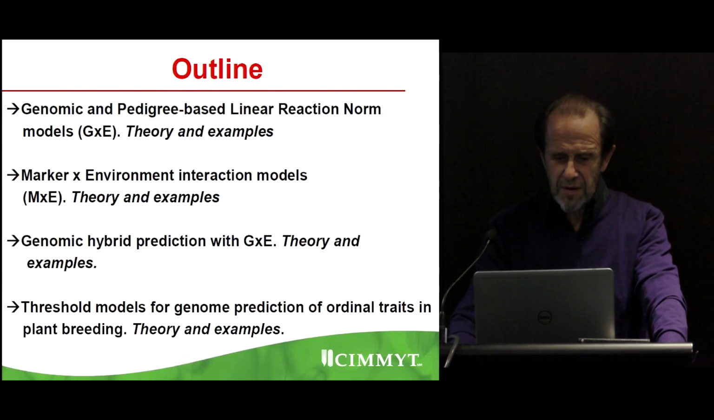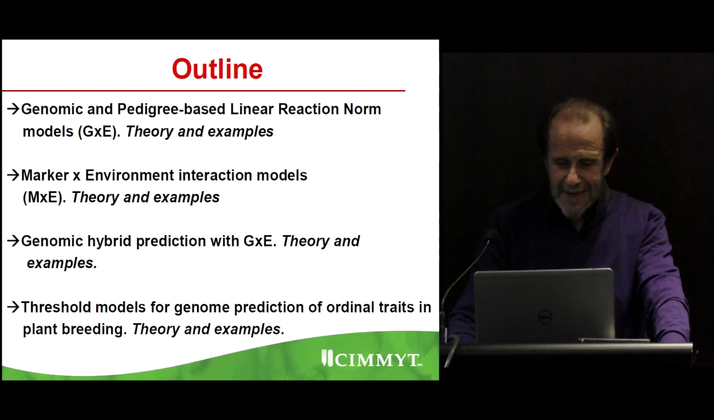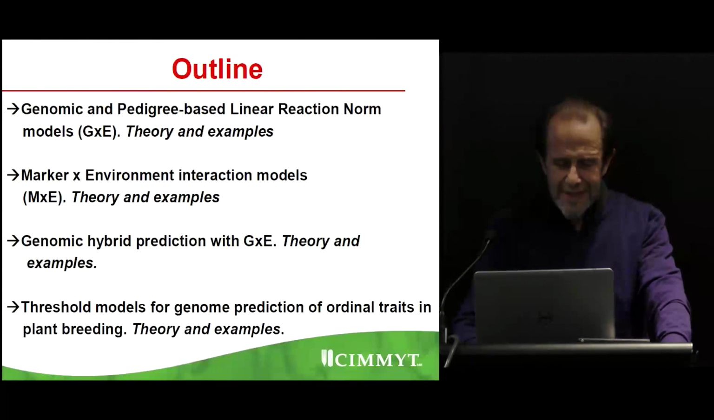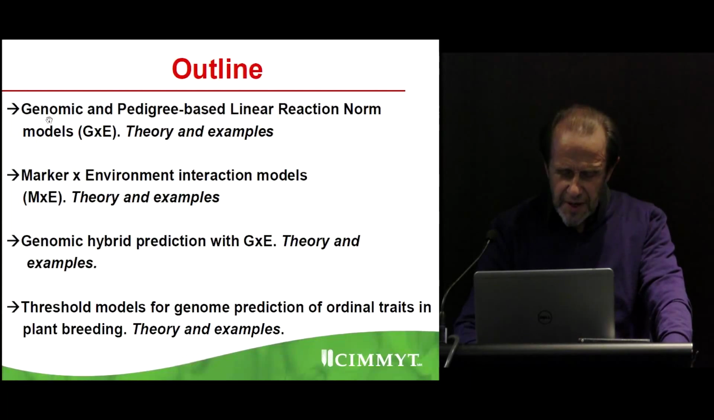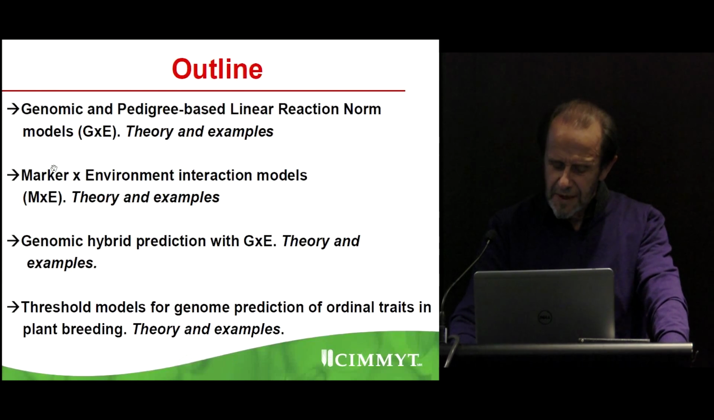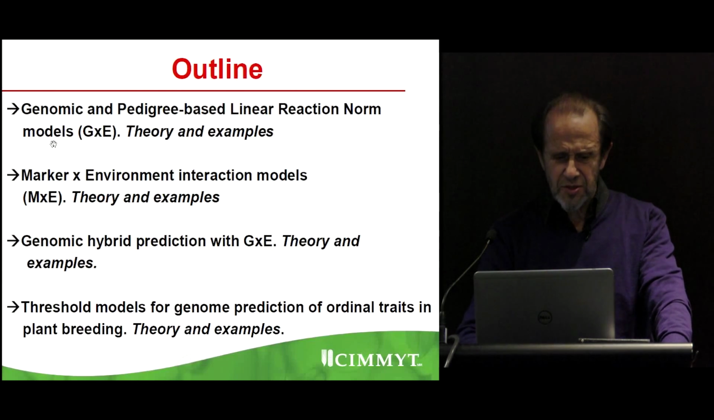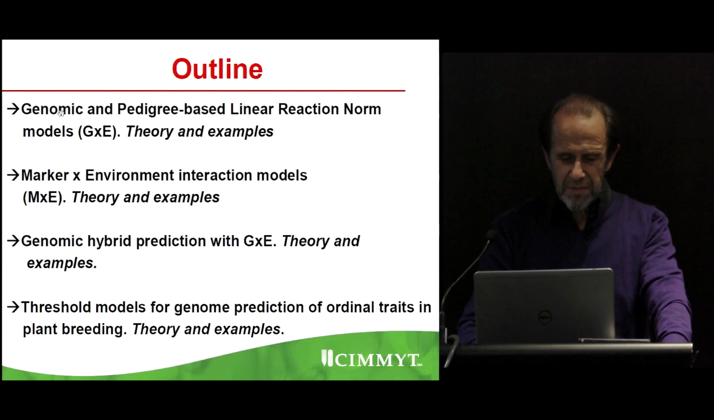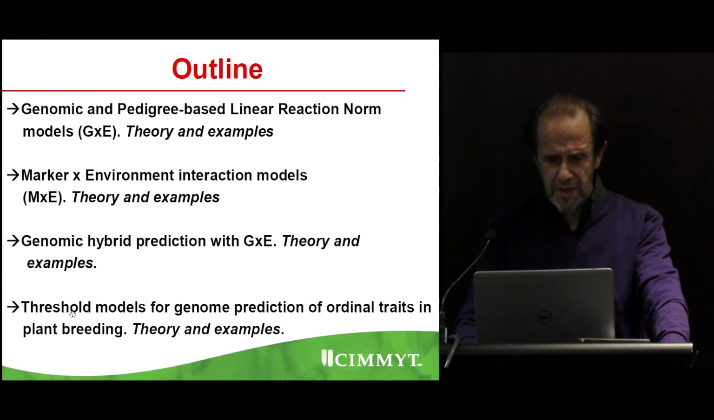So the genomic and pedigree-based linear reaction norm model is a model that has been used in animal science, the reaction norm model. And these two models, this and the marker by environment, are very similar to each other. They are not equivalent, there are some differences. But this is a marker by environment interaction. This is a genomic model. Then I put here hybrid prediction, we are not going to see anything like that. The threshold model, we are not going to see anything like that.